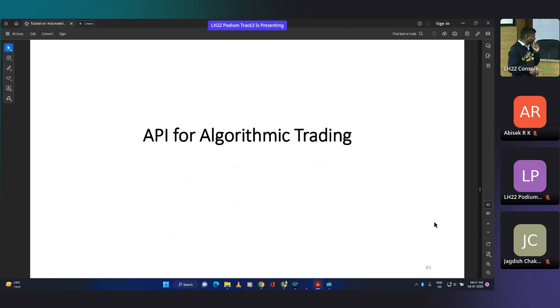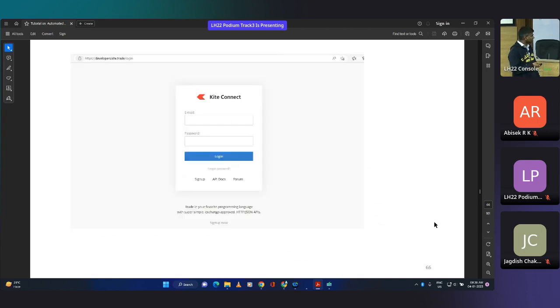For today's purpose, we consider Zerodha, and they provide this algorithmic trading to retail investors on a subscription basis. And for that, there is a module called Kite Connect. So we will explore this. First, you have to create a developer account in Kite Connect.